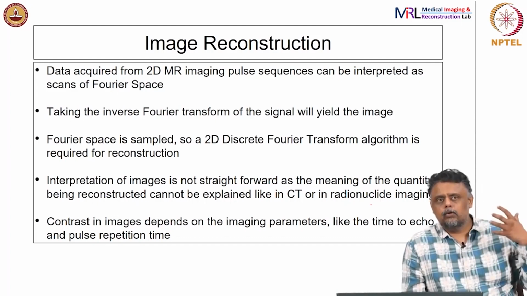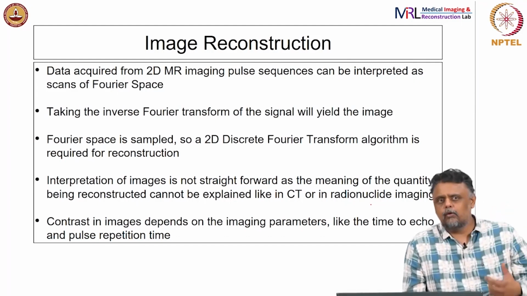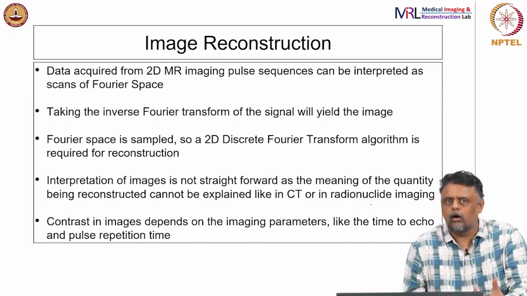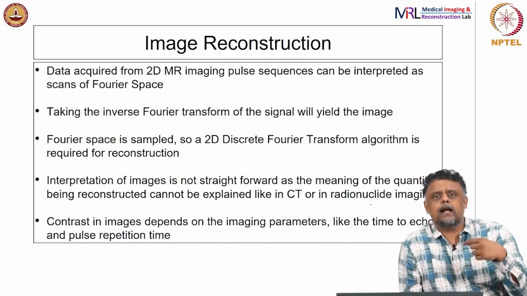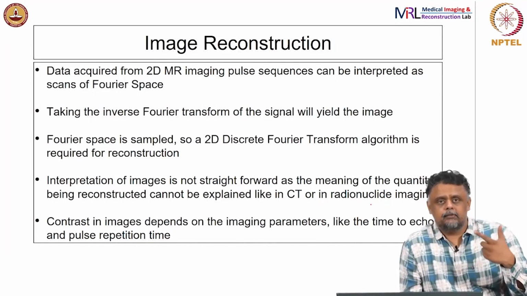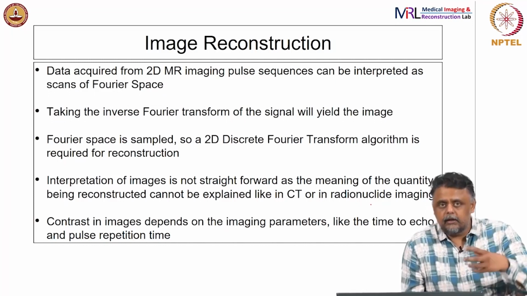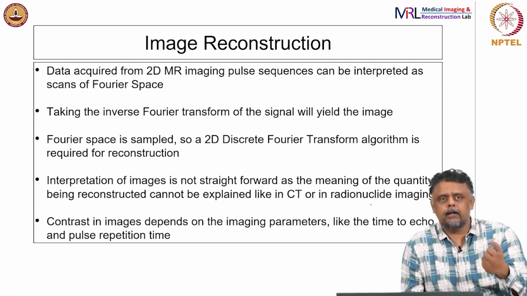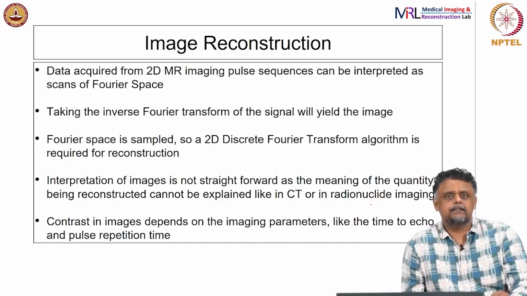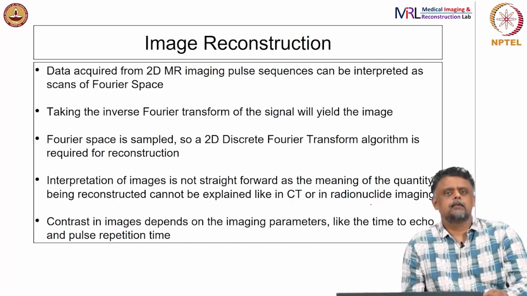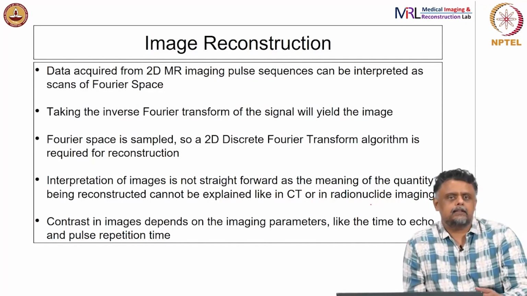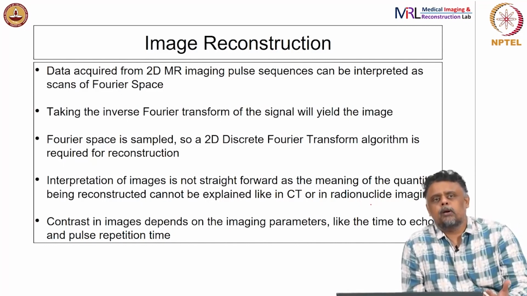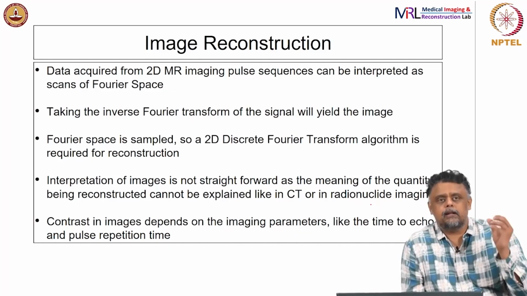But here, it is not so straightforward. We do know that f of xy, we saw, has multiple quantities in it, depending on how you choose the time to image, right. For instance, imaging parameters like time to echo and pulse repetition time can encapsulate multiple properties. So, one property is the spin density, which is proportional to the magnetization. The other property is the T2 relaxation time, one more property is the T1 relaxation time. These are the three important properties that are captured by an MR image.